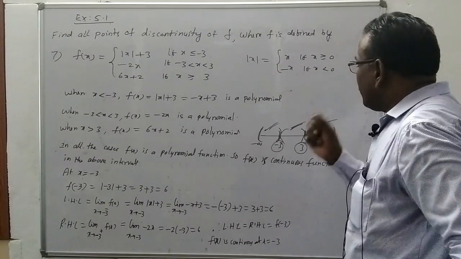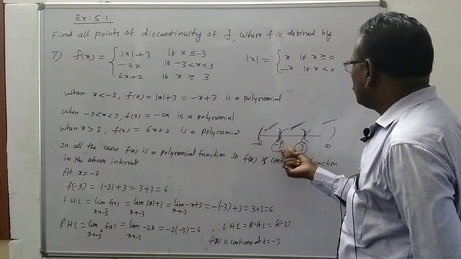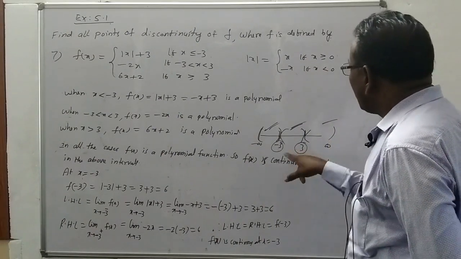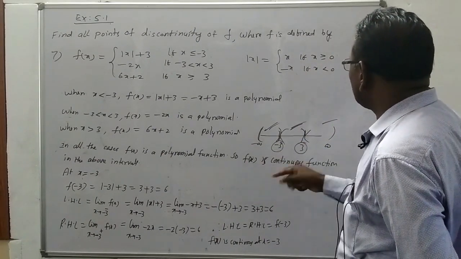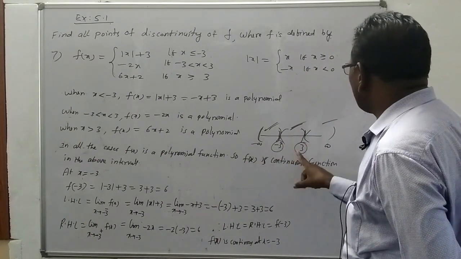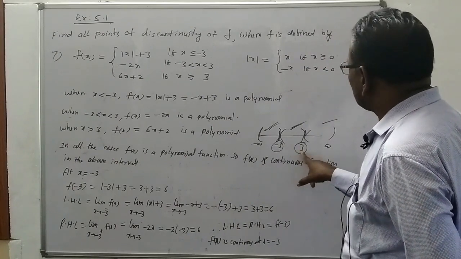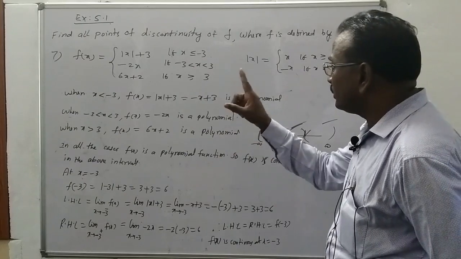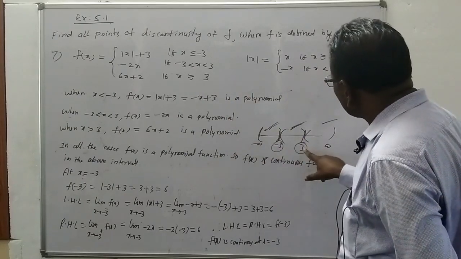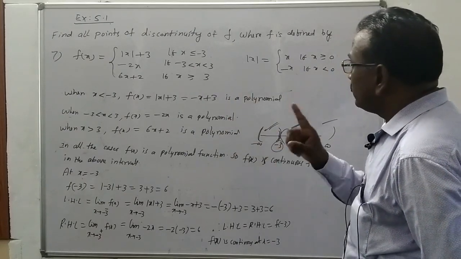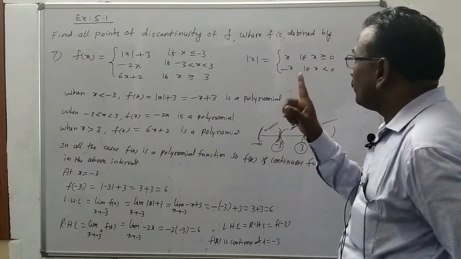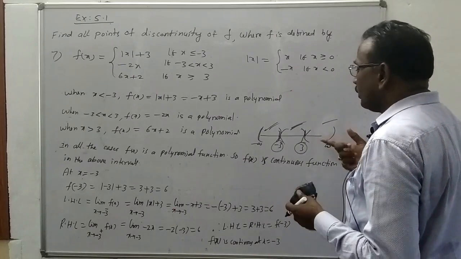So therefore in this interval it is continuous, in the open interval minus 3 comma 3 continuous, in the open interval 3 to infinity continuous, and at x is equal to minus 3 also continuous. So we need to check one more point, x is equal to 3. Suppose at x is equal to 3 it is continuous, there is no point of discontinuity of this function. Suppose at x is equal to 3 it is not continuous, there is only one point, and at that point the function f of x is discontinuous.